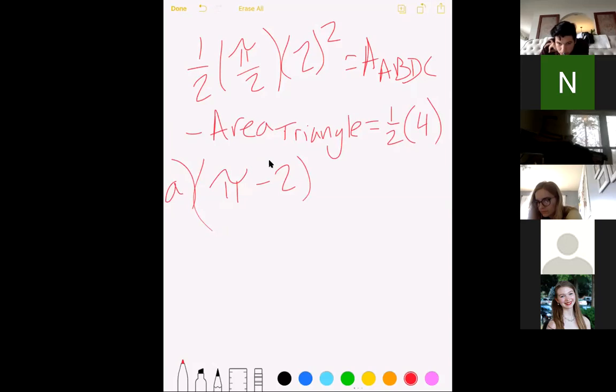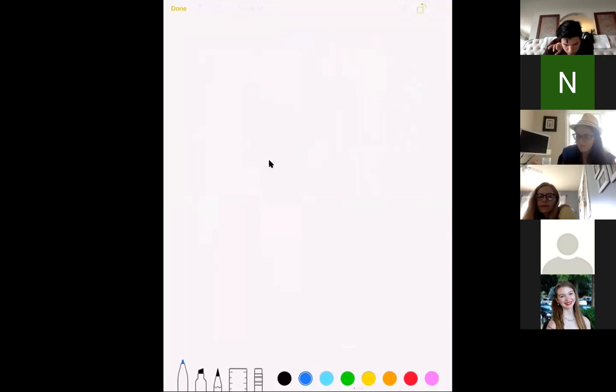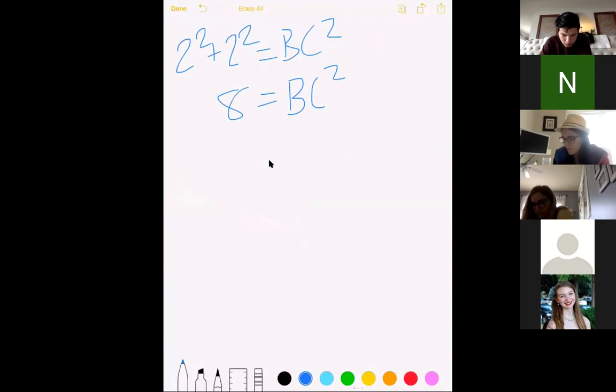So we can figure out the larger arc. Since P is the center, we just have to find the third side, so BC, which would be equal to 2 squared plus 2 squared equals BC squared. So we would get 8 is equal to BC squared. So BC is equal to the square root of 8.